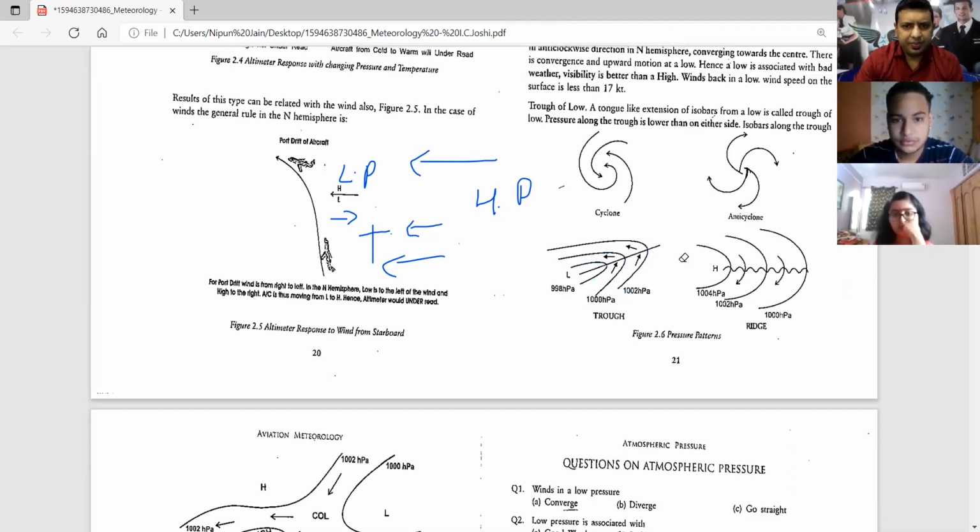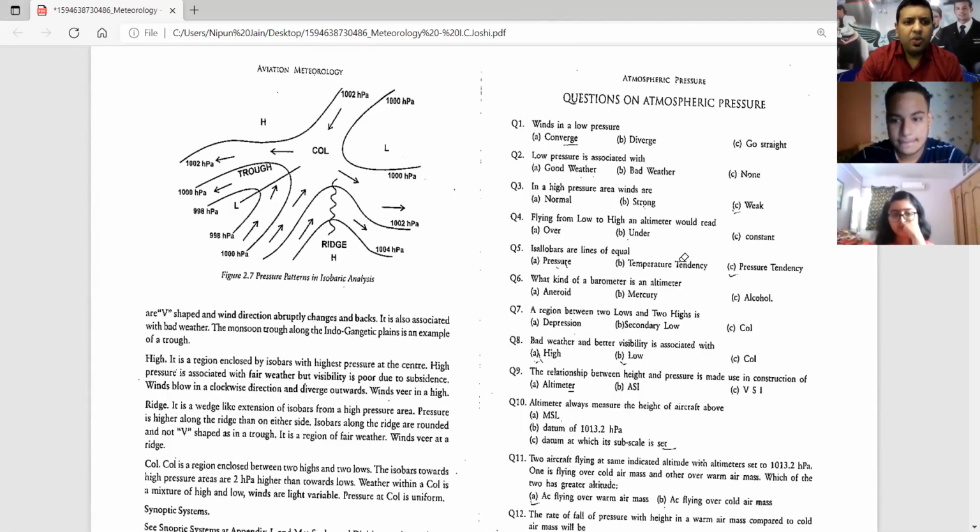Similarly in the high pressure. One more thing.